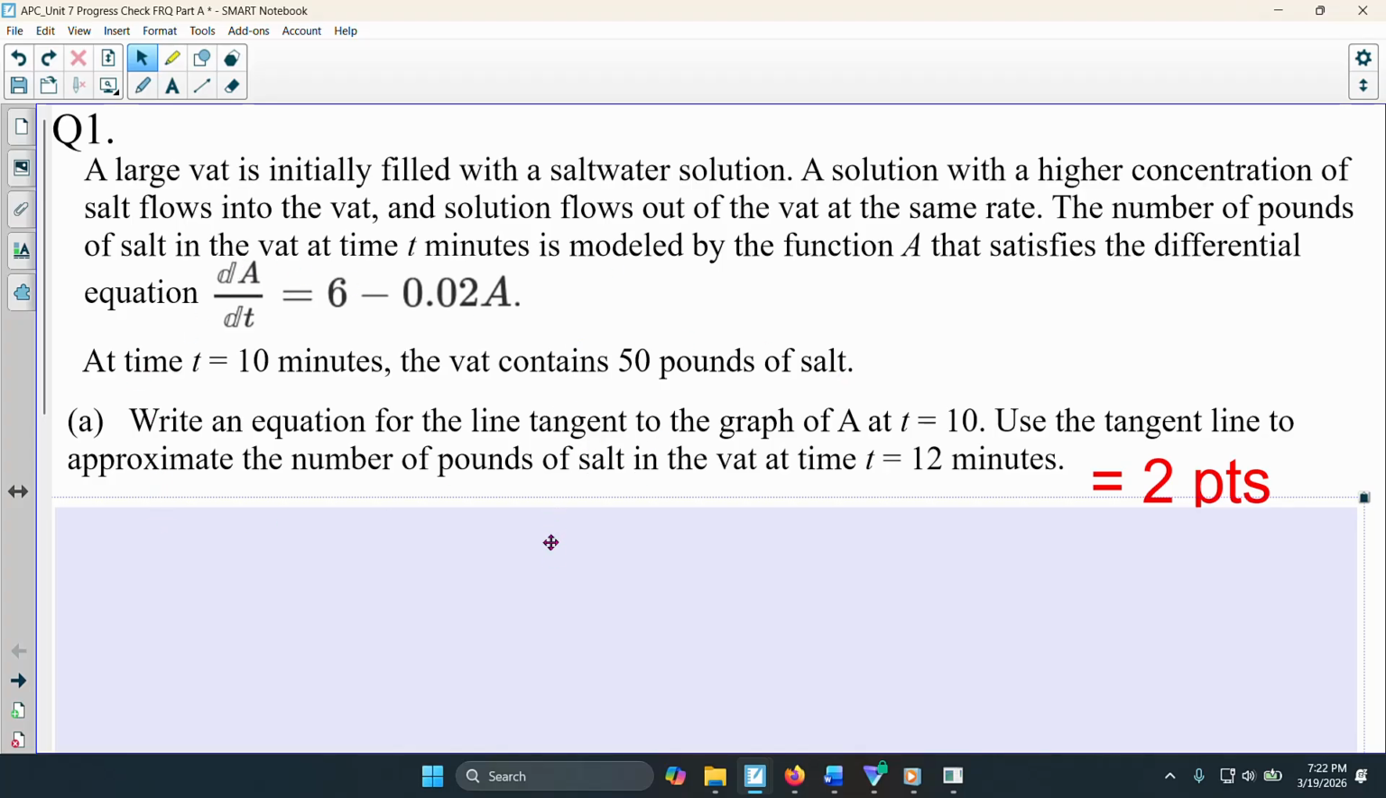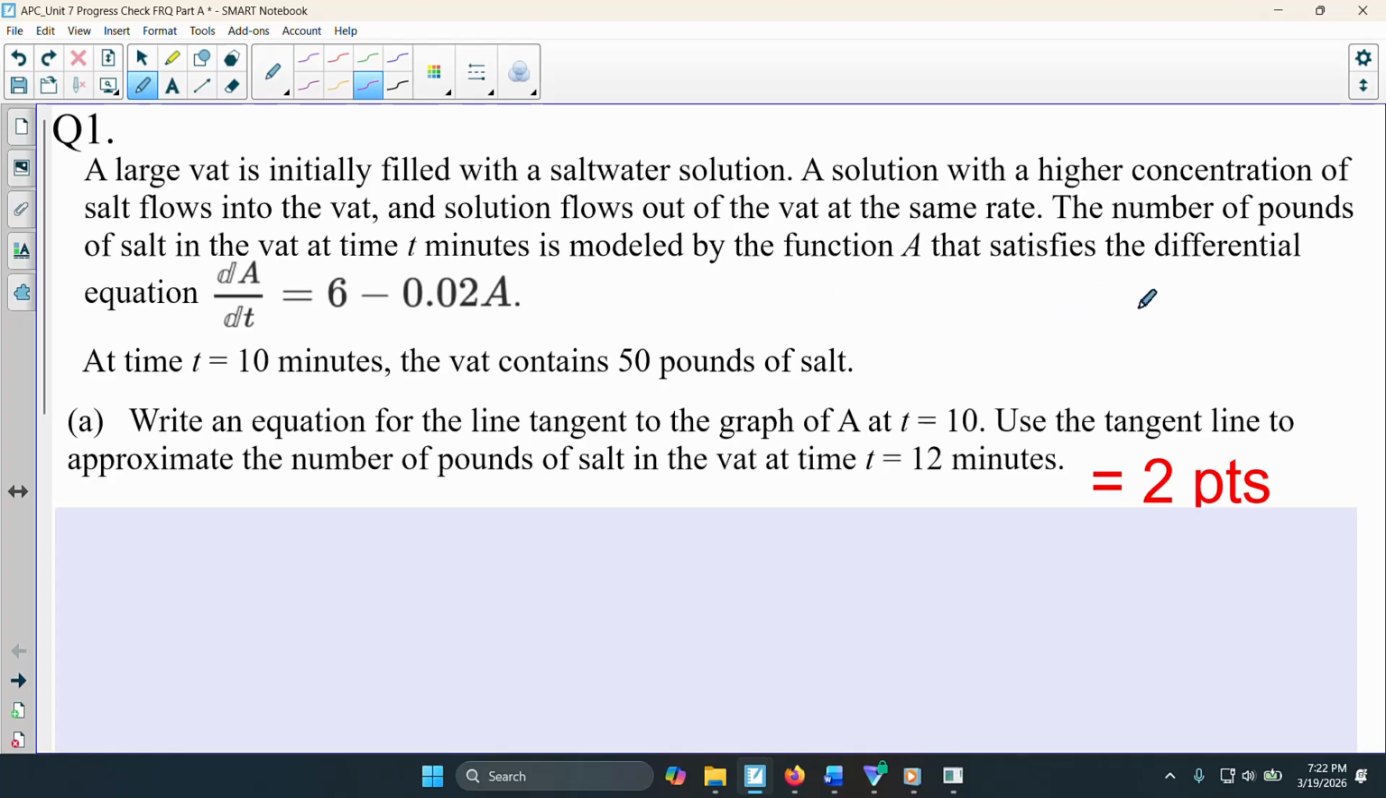If your class has done whatever I'm doing right now, you could just fast forward to the parts that we did not do in class. But I'll start from the beginning. All right, let's see. So let's start. So a large vat. Okay, read through that.